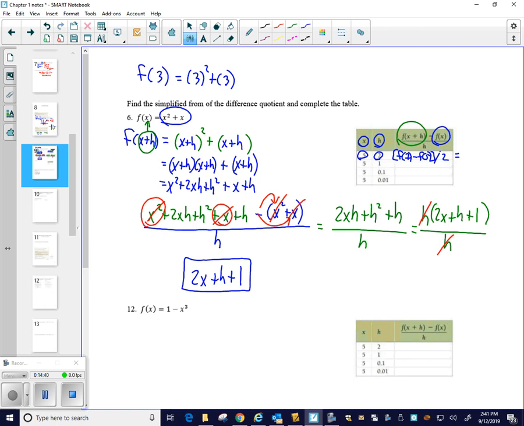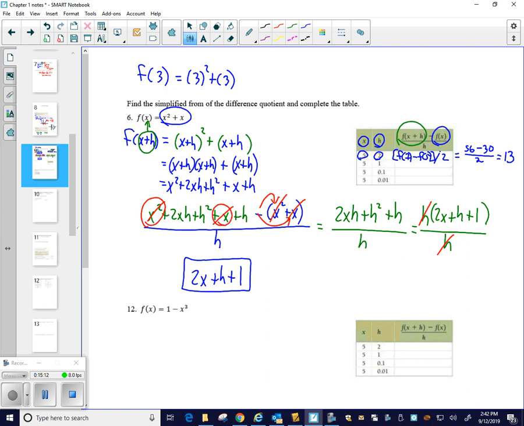F of 7, plugging a 7 in, is, let's see, 7 squared is 49, plus 7 more is 56. Minus plugging a 5 into the function is going to be f of 5, so that's 25 plus 5 more is 30, all over 2. 56 minus 30 is 26, divided by 2 is 13. All right, so I'm not going to write out every single piece here, but that's how you would do it.